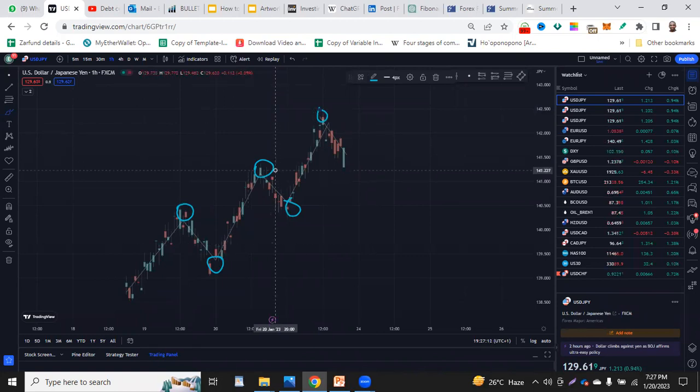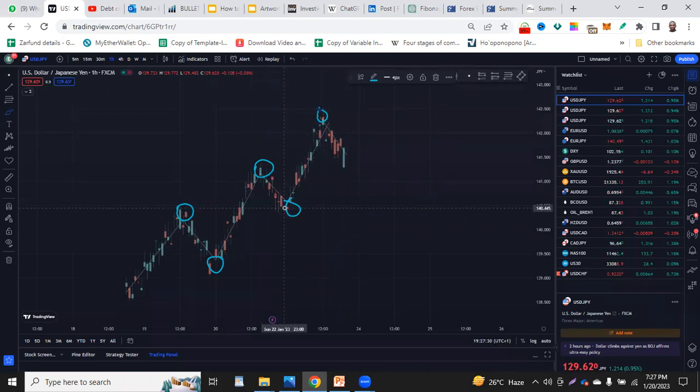So now when you see, this is the most recent lower high. This is the most recent higher high. This is the most recent higher low, sorry. This is the most recent higher high. This is the most recent higher low.